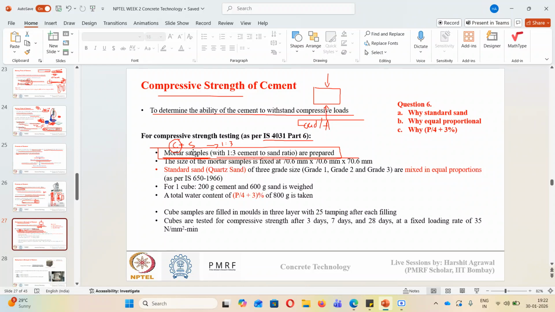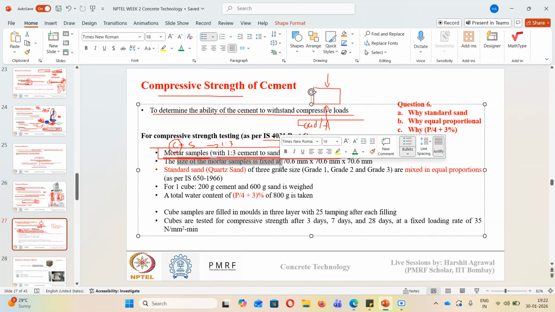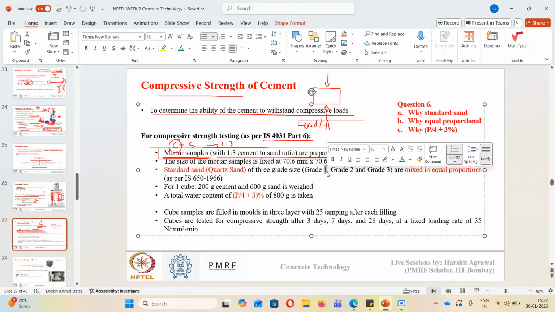So what the code says: prepare a mortar sample with 1 is to 3 cement to sand ratio. The size of the mortar sample, the code says, should be 70.6 mm cube, and the sand that I'm using is standard sand, quartz sand of three grades, grade 1, grade 2, and grade 3, each mixed in equal proportions. Grade 1 is sand particles greater than 1 mm size and lower than 2 mm size. Grade 2 is greater than 0.5 mm, lower than 1 mm, and grade 3 is greater than 0.09 mm and lower than 0.5 mm. So this is the finest one and this is the coarsest one, and all three are taken in equal proportion.